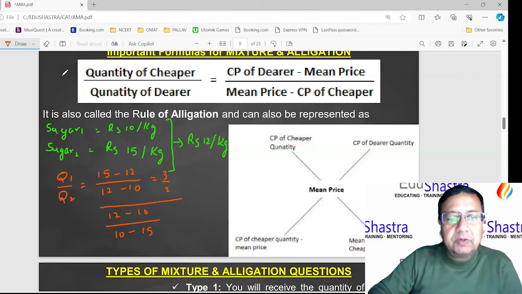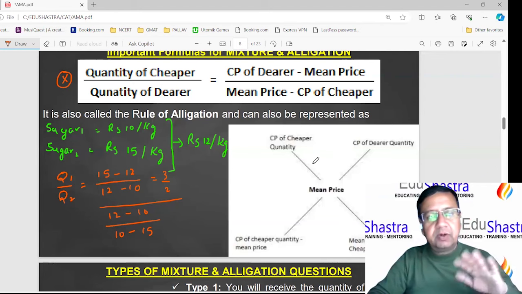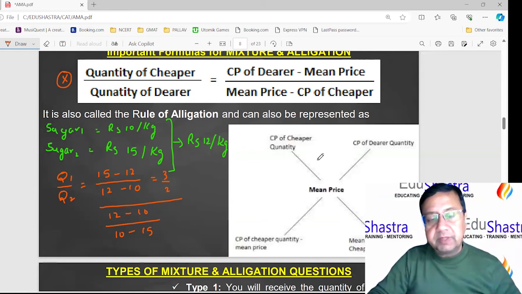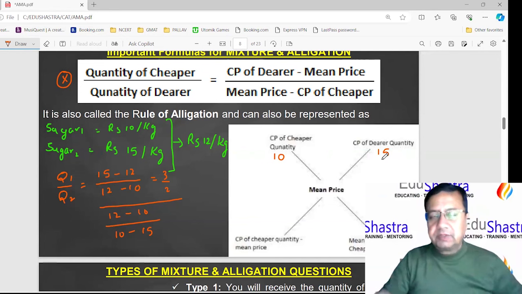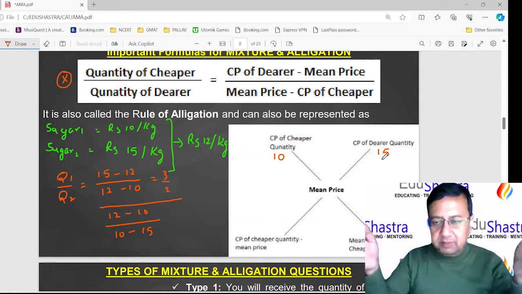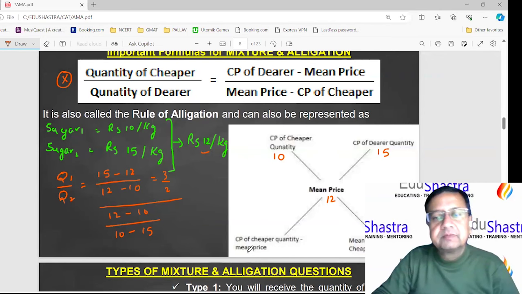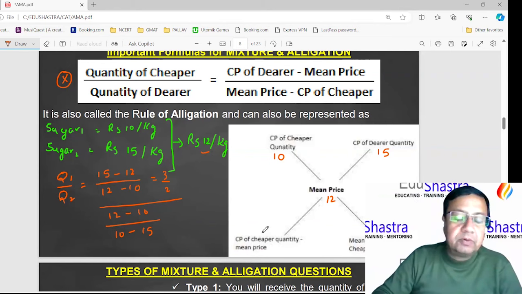So typically I do not prefer this form. I prefer this type of star structure. In this, you are not required to pay attention to what you should take first. Simply, there is sugar one at 10 rupees and sugar two at 15 rupees. Write the two values a little distant apart, and the average value in the middle. So this is 12. This is easy.